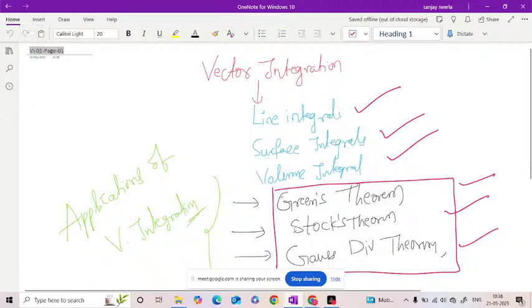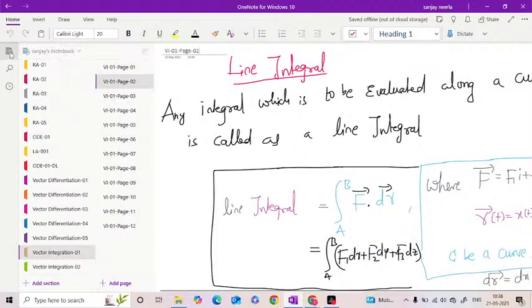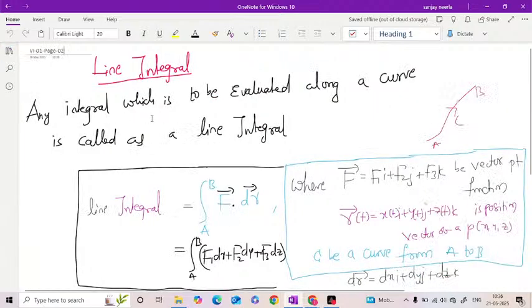Okay, sir. Line integrals. Okay, so before going to the next topic, first of all we'll review the previous class. In the previous class we have seen line integrals. So what is the definition of the line integrals? Any integral which is to be evaluated along a curve is called a line integral.